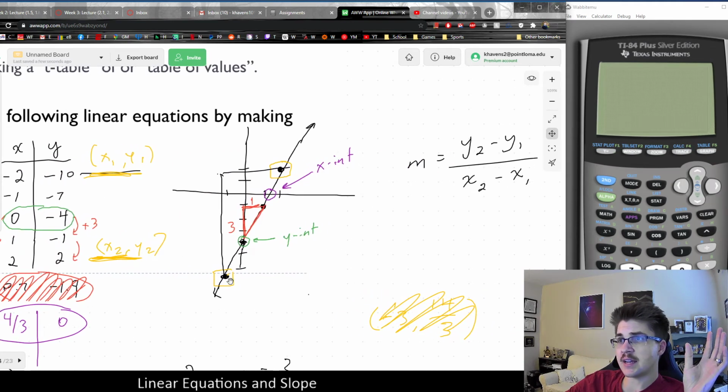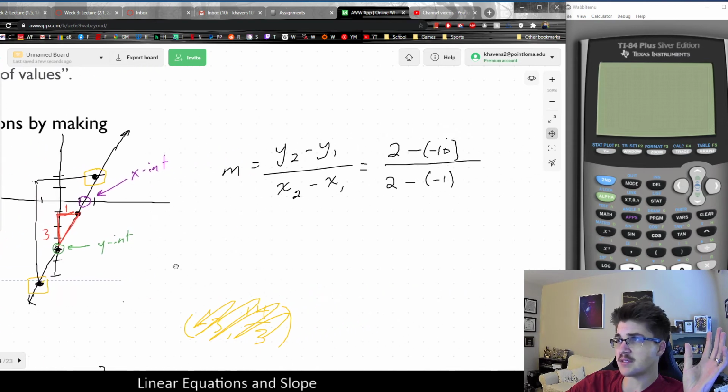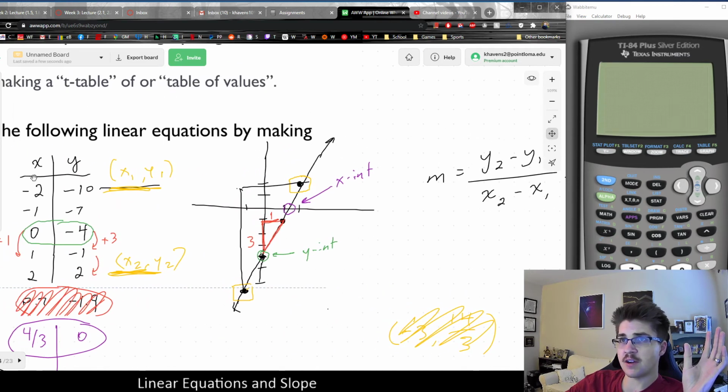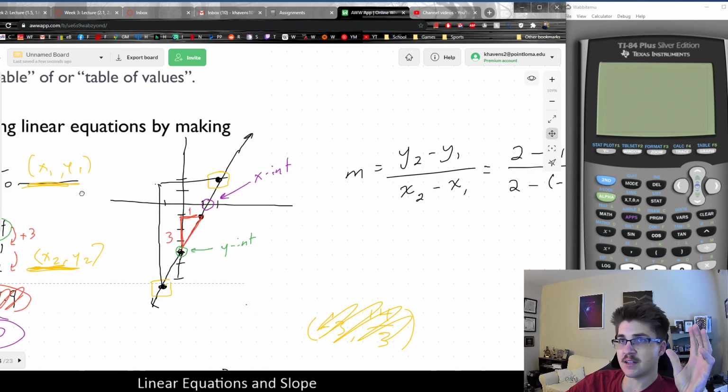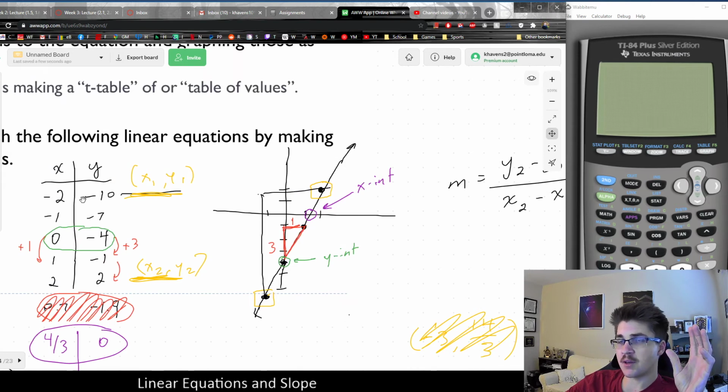Oh, it looks like right here I'm using the point -1, -7. So I'm using the wrong point, sorry. And again, it doesn't matter which point you use, just make sure you're using the same point. And it looks like I just messed it up. So let's just use this one because I marked it on the table, which is not correct to the one I marked in the graph. So excuse my little error there, but let's just use -2, -10.